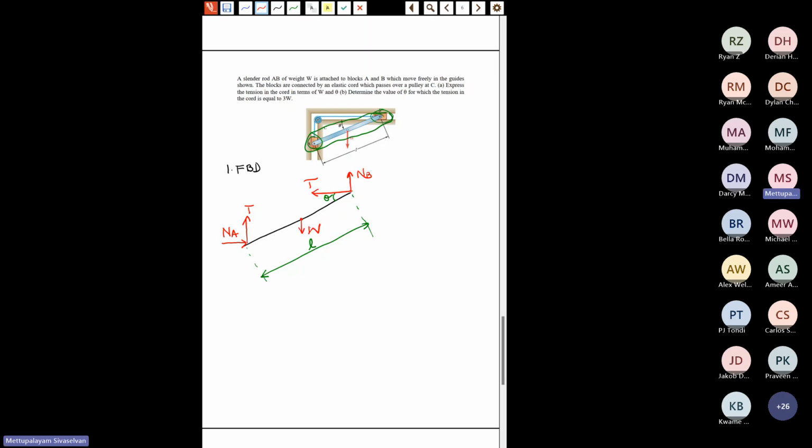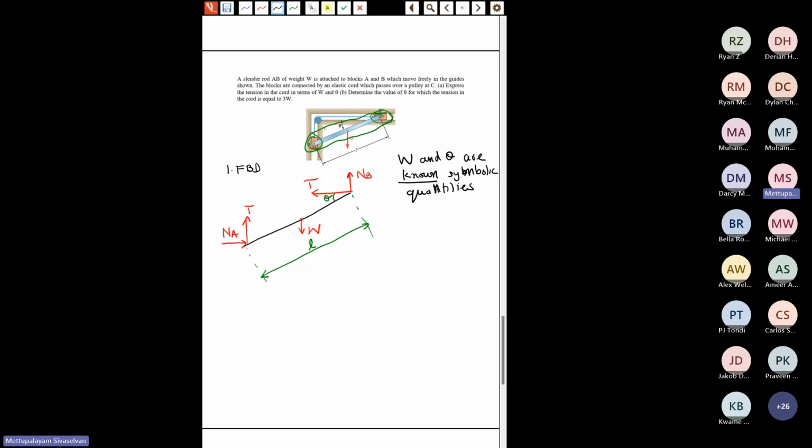Note W and theta are known symbolic quantities. They're not unknowns. So we're going to compute everything else in terms of W and theta. The fact that they're symbols and not numbers shouldn't throw you off. You can think of W as 100 pounds and theta as 30 degrees or something. It's not given like that, but they're known symbolic quantities.